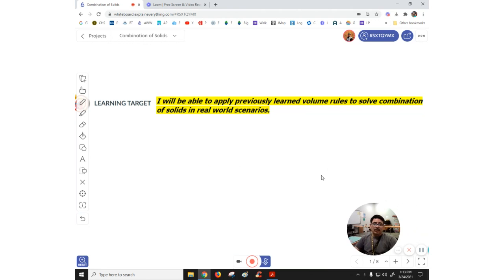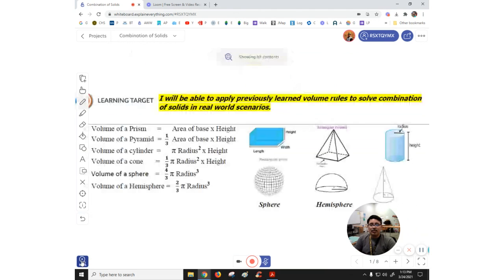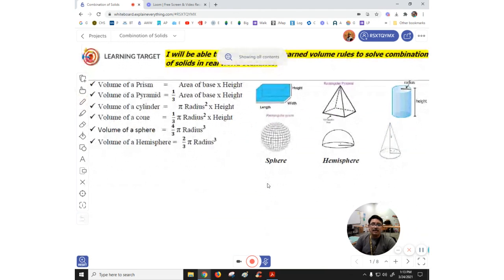Well, in today's session, you are going to learn and apply how to find the volume of the combination of solids. So let me read that learning target. You will be able to apply previously learned volume rules to solve combination of solids in real life scenarios. Now these are the rules which you already learned earlier: volume of a prism, volume of a pyramid, volume of cylinder, volume of cone, sphere, hemisphere, etc.